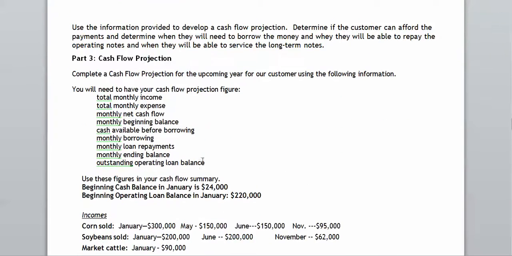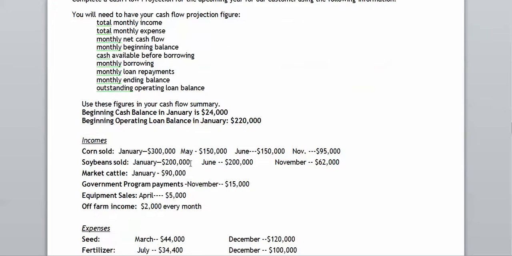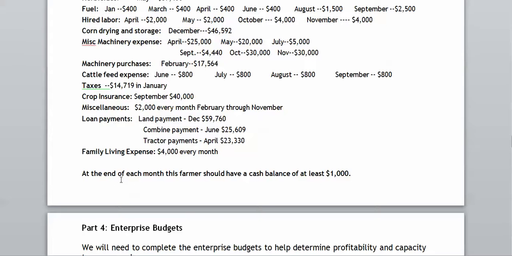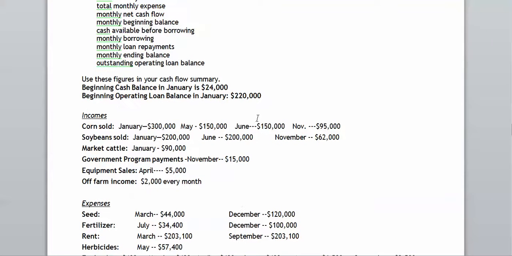Cash flow projection. We're going to use the cash flow projection to look at timing of expenses, incomes, payments, loan payments. Be sure to check those out. Put all this information on the cash flow summary. Remember that at the end of each month, this farmer should have a cash balance of $1,000. Remember that at the beginning of the year, we're starting the year with an operating loan balance of $220,000. Make sure that you include that.